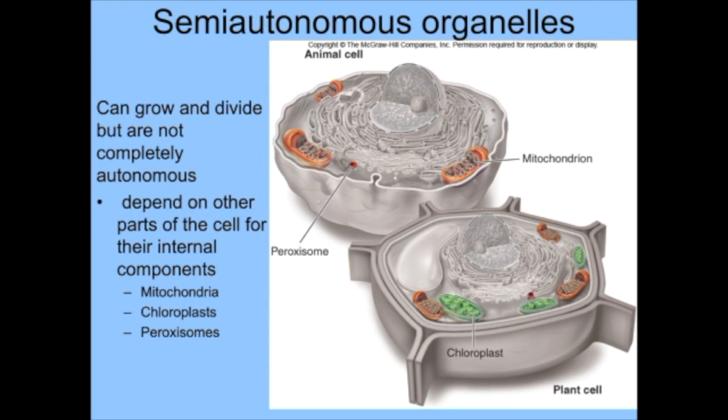Now, the semi-autonomous organelles consist of the mitochondria, the chloroplasts, and the peroxisomes. We call them semi-autonomous. They can grow and divide, but they're not totally autonomous. Now, mitochondria are found in plant and animal cells. Peroxisomes are found in plant and animal cells, but chloroplasts are only found in plant cells.